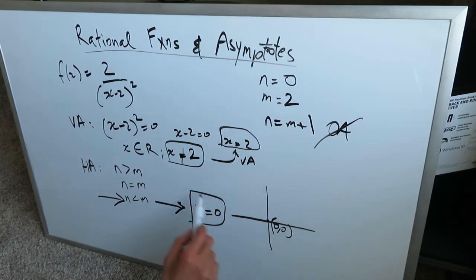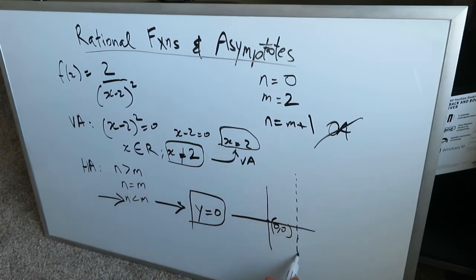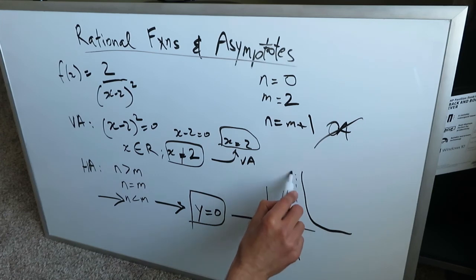Graphically, not drawn to scale, let's draw a vertical asymptote. x equals 2. I'm just putting it aside from here so it doesn't interfere with that. Horizontal asymptote, y equals 0. This right here is my horizontal asymptote. The graph would look something like this.